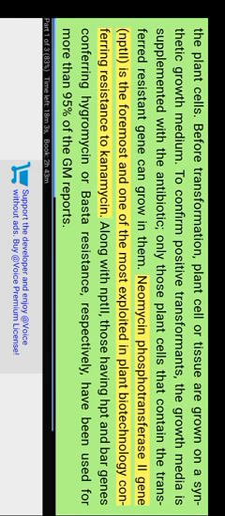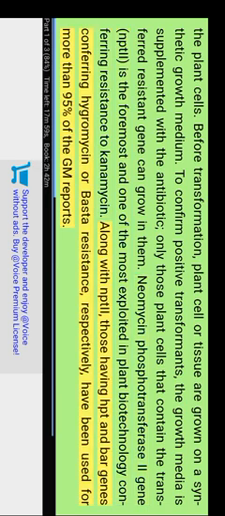Neomycin phosphotransferase 2 gene NPTII is the foremost and one of the most exploited in plant biotechnology, conferring resistance to kanamycin. Along with NPTII, those having HPT and BAR genes conferring hygromycin or basta resistance, respectively, have been used for more than 95% of the GM reports.